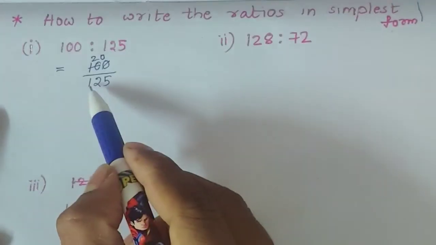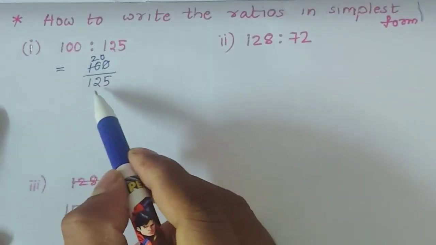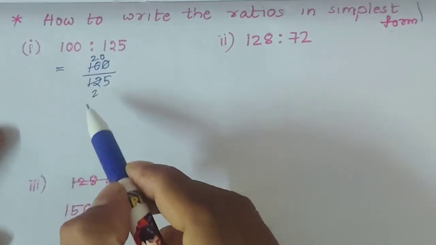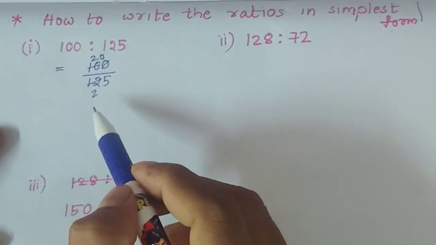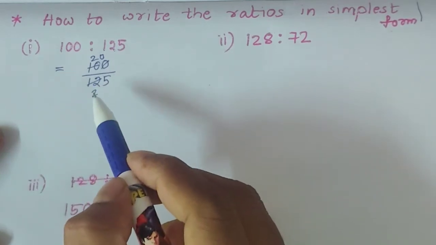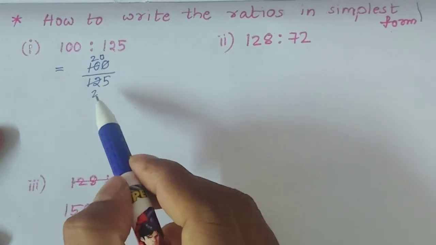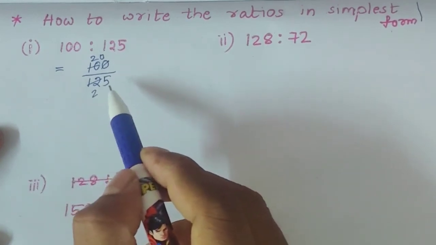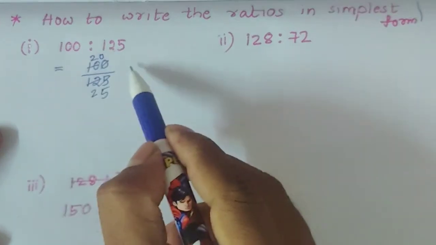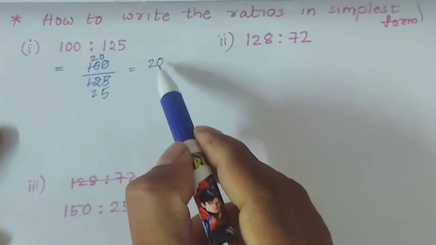Coming to the denominator, here we have 12. 5 twos are 10. So 12 minus 10, there will be 2 remainder. There is 12 but 5 twos are 10, still there is 2 left. 2 and 5, that means 25. 5 fives are 25. So it will become 20 by 25.